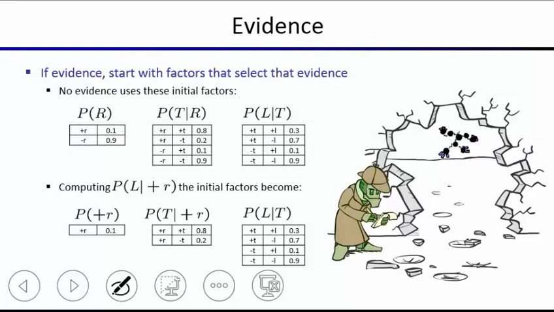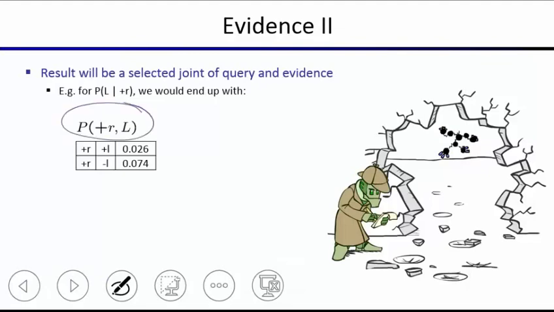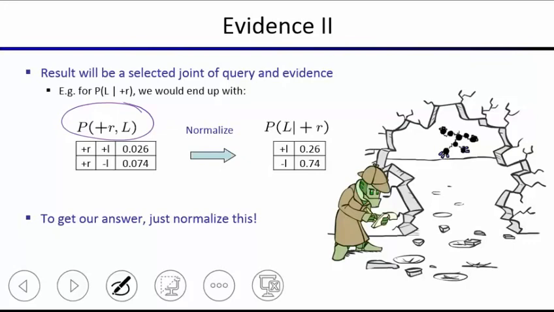One thing to keep in mind is that the answer you get from running variable elimination is not yet the conditional distribution. It'll be some joint distribution, and you need to do a renormalization step. So you eliminate all the hidden variables, and the result here would be a distribution for plus R, comma L. We need to renormalize that to get the answer to the original query, which is L given plus R. Renormalizing just means add these entries together and then divide every entry by that sum.